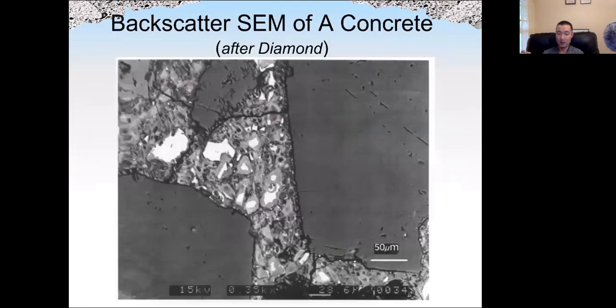Okay. The picture we normally see before is based on backscatter SEM. This is the concrete sample. This is sand or coarse aggregate. And we can see that this is the unhydrated clinker, and we have hydration product here, and we have voids here. Okay, right. So this is a picture of backscatter SEM.